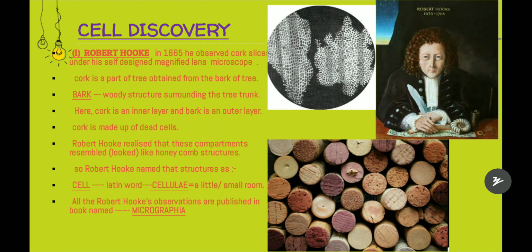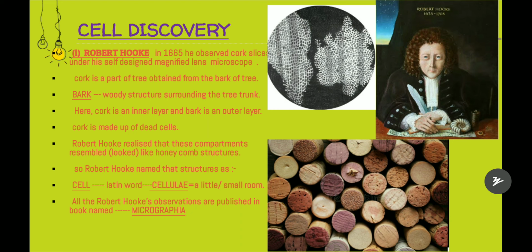Cork is actually made up of dead cells. And Robert Hooke realized from this activity that these compartments looked like honeycomb structures. If you see a honeycomb, there are very small compartments joined together, and we see those compartments clearly even from far away. Those small compartments hold honey, but they are made like small compartments. Like that, cork cells are also made up of small compartments that resembled honeycomb structures.